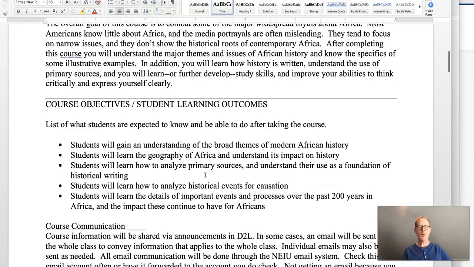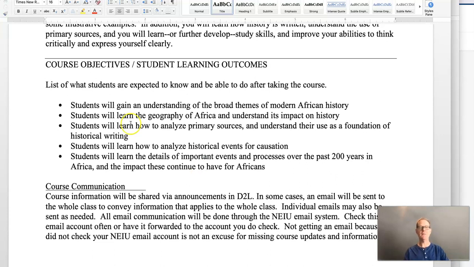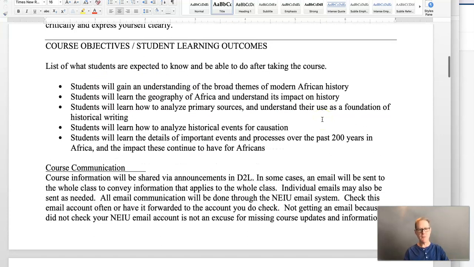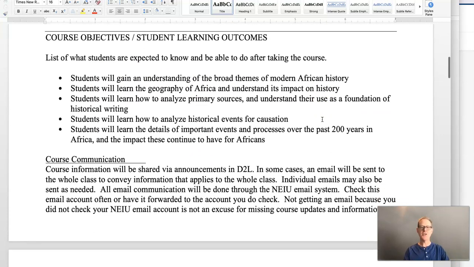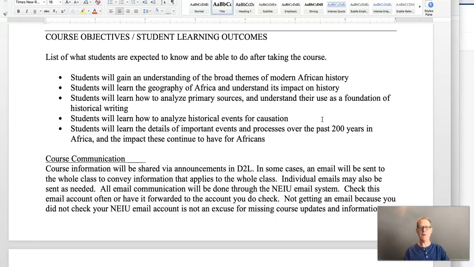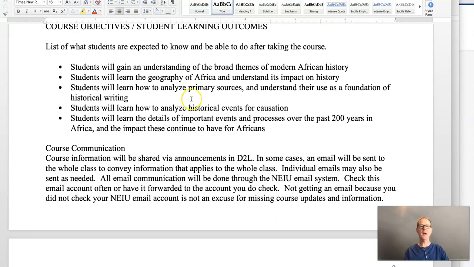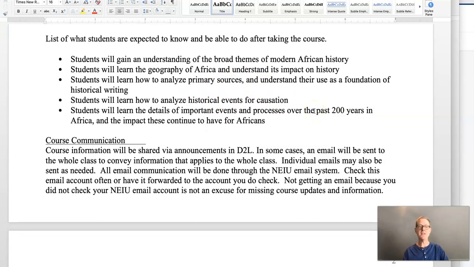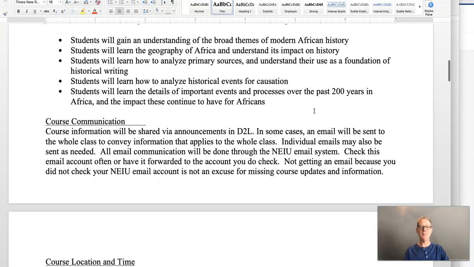So, course objectives then, as you see here: gain an understanding of the broad themes of African history, learn the geography of Africa, understand its impact on history, learn how to analyze sources, and this is a 100-level history class after all, and so on.